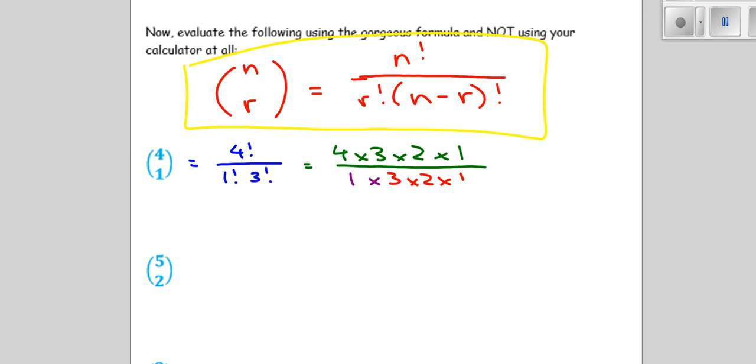Notice they're all being multiplied. There's no adding or anything going on. You could just work out the top and bottom. You can sometimes cancel down. Maybe let's just work out the top and bottom for this example.